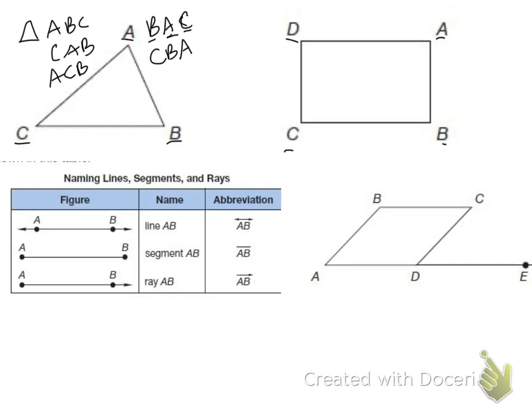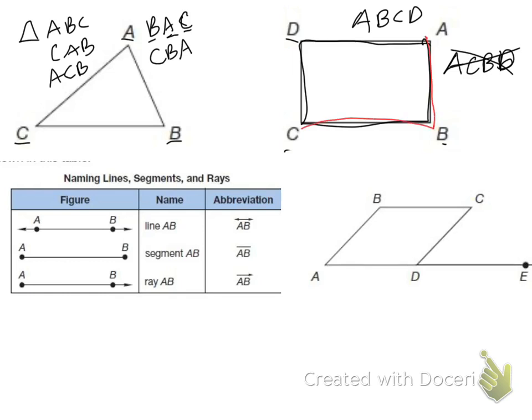Okay, so I could call this rectangle ABCD, but I could not call it ACBD. So I can't call it this, and that's because A and C are across from each other. I have to call the shape in order from the direction around. I can't skip letters. So I can go A, B, C, D, or I can go A, D, C, B. Okay, I can do either of those.